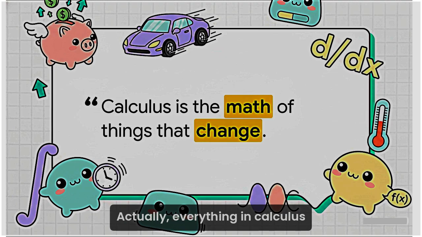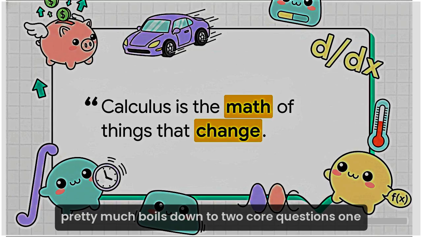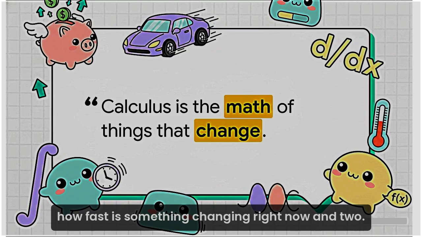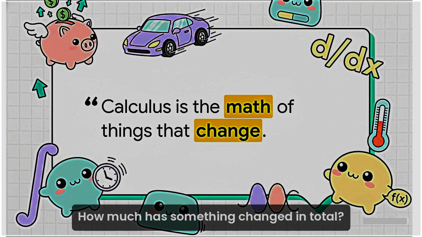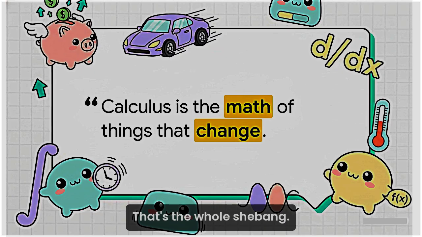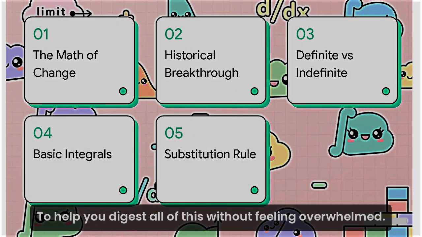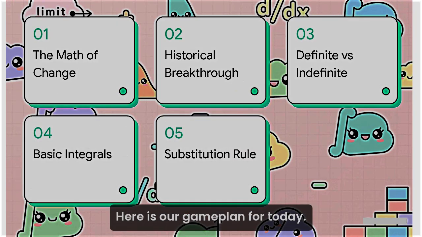Actually, everything in calculus pretty much boils down to two core questions. 1, how fast is something changing right now? And 2, how much has something changed in total? That's the whole shebang.